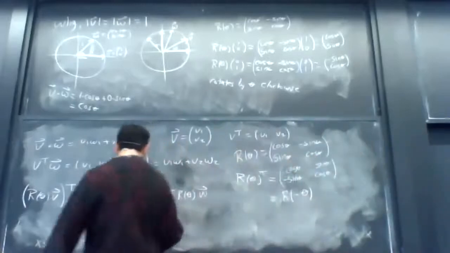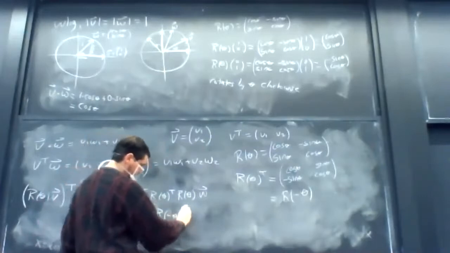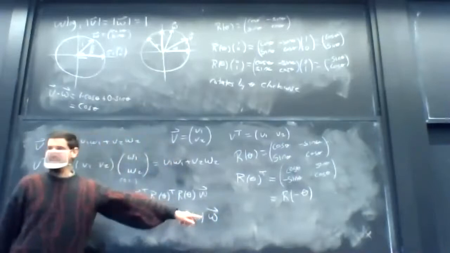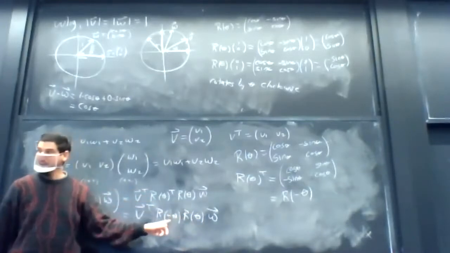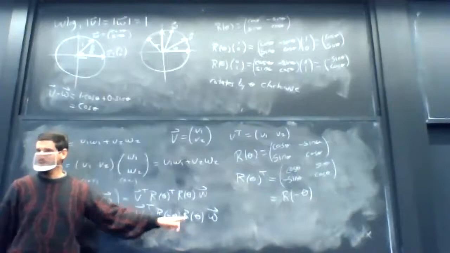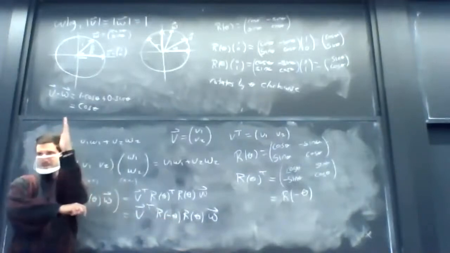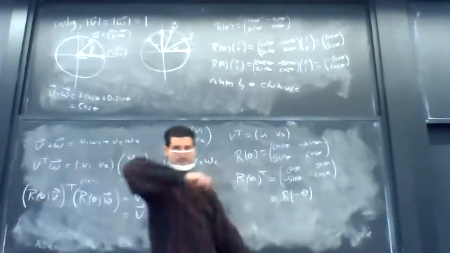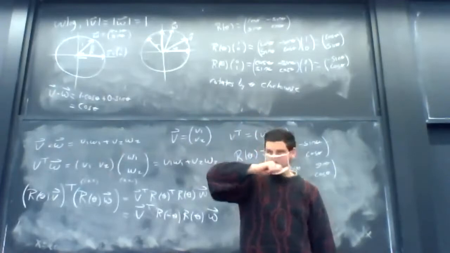And so when I plug that in here, I get V transpose, R of negative theta, R of theta, W. I start with W, I rotate it by theta, I then rotate it back. So if I rotate by theta and I rotate back, what do I get? Not zero. I start with W, I rotate it by theta, and I rotate it back by theta. Where do I end? W.